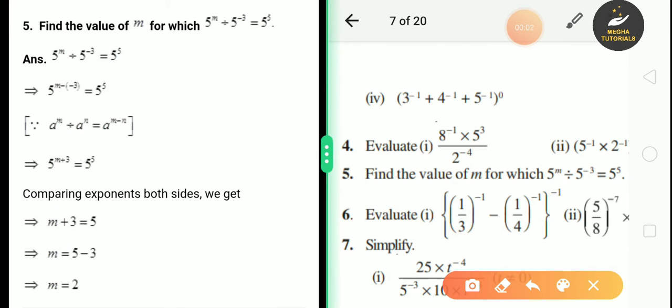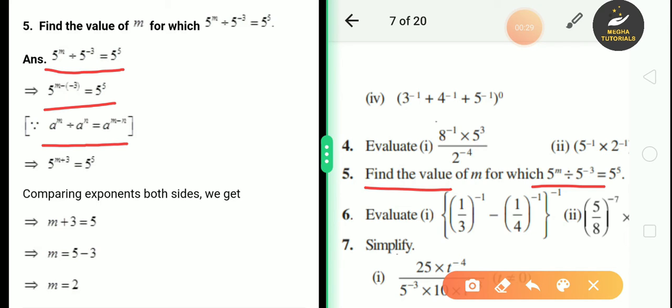Question 5. Find the value of m for which 5 raised to m divided by 5 raised to minus 3 is equal to 5 raised to 5. So please see the solution on the left hand side. So first step is 5 raised to m divided by 5 raised to minus 3 is equal to 5 raised to 5. On LHS side, we can apply a raised to m divided by a raised to n is equal to a raised to m minus n. So that we will get 5 raised to m minus minus 3 is equal to 5 raised to 5.